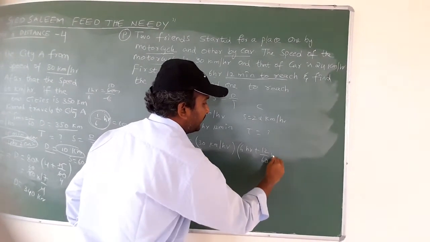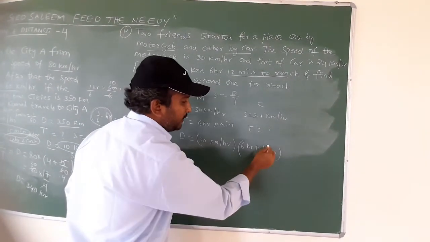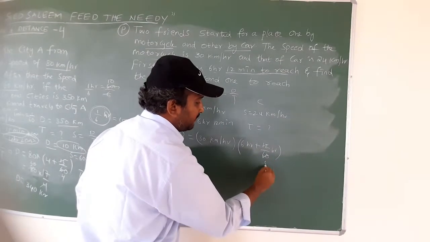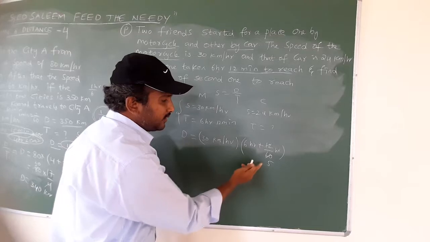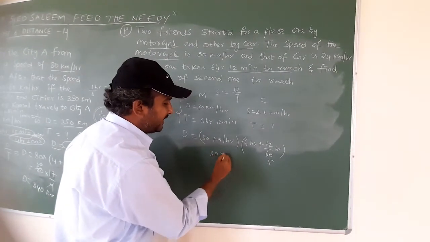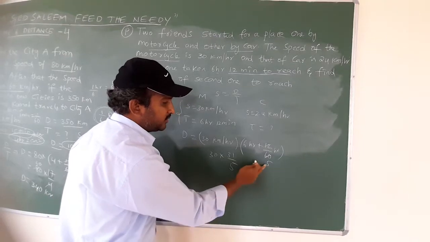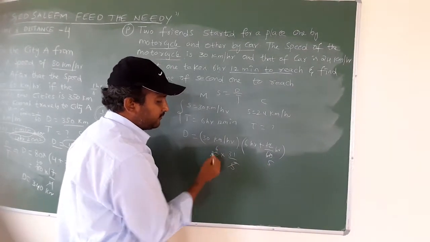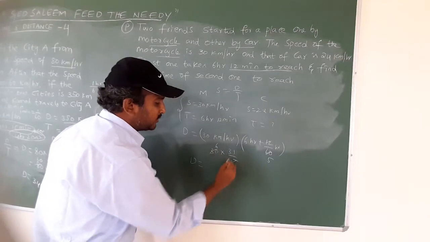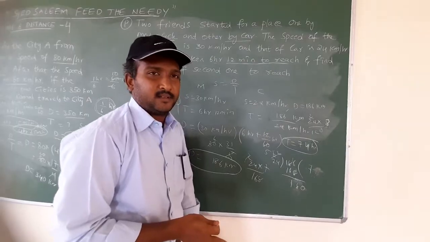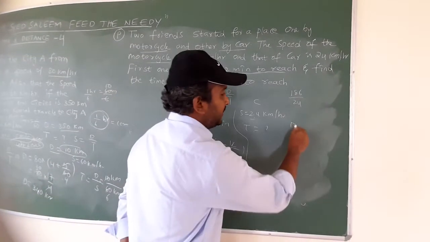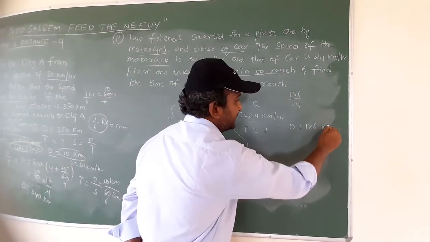Is it clear? Now, 12 ones are 12, 12 5s are 60, then 5 6s are 30, 30 plus 1, 31 by 5. 30 into 31 by 5, 5 ones are 5, 5 6s are 30. That means distance is equal to 6 ones are 6, 6 31s are 186. So the distance is 186 km.